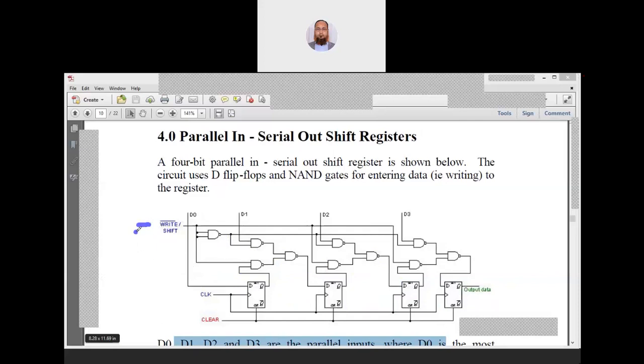To operate this in the shift mode, shift should be 1. This signal should be how much? 1. So we have to shift some data. Let's say this is 1 1 0 1, and we want to shift this data outside. The rightmost one is directly available, so we can read it directly. Let's see what happens at each clock.